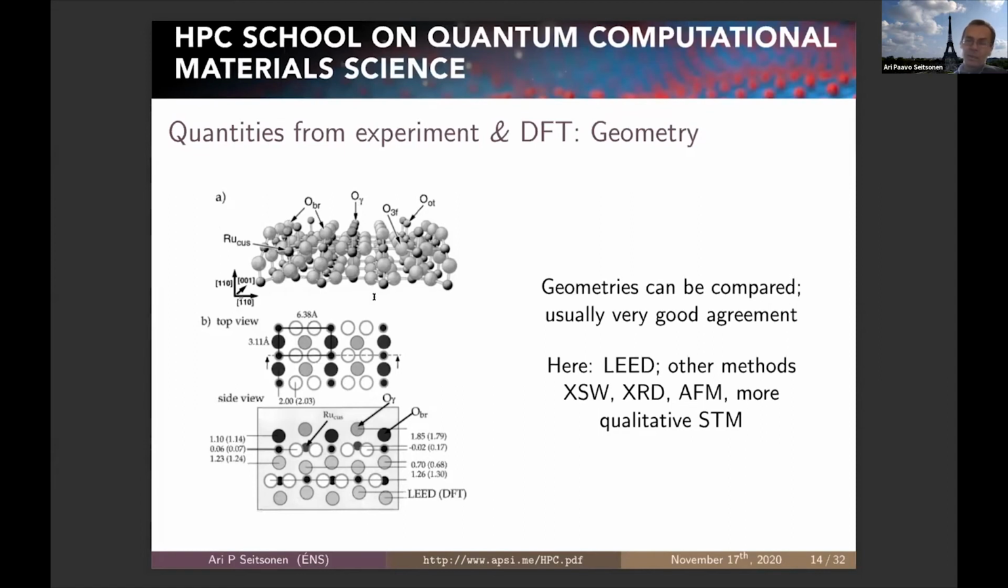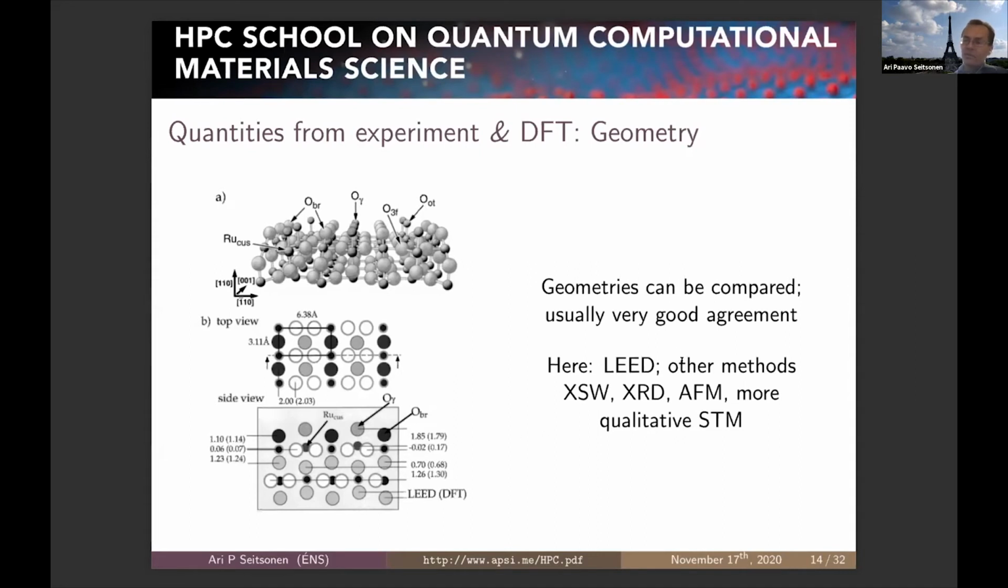Then we could compare with the experiment. The method is low energy electron diffraction, and then the DFT. We can directly compare the values which they get from the experiments, which actually requires some modeling too, and the DFT values. We get reasonable agreement, not as good as maybe Mauro promised, but within 0.1 angstrom we get agreement. So this is a quantity that we can compare.